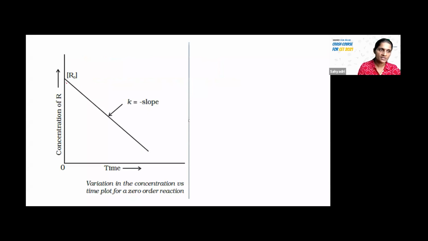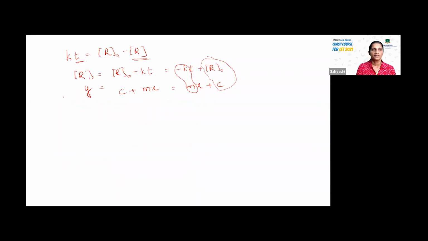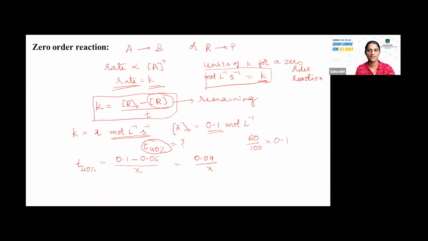So the y-intercept is giving us the R naught value. K will be minus times the slope. So this is what we have for the zero order reaction. Go back: this is KT is equal to R naught minus R. You have understood, Puneet? Yes, slope.